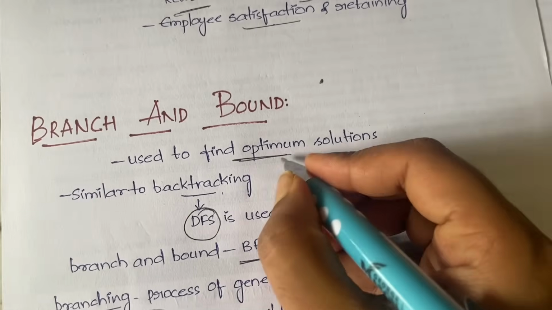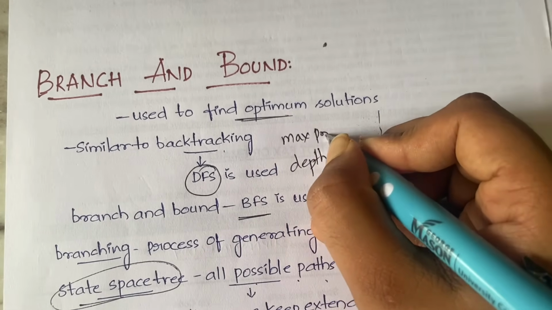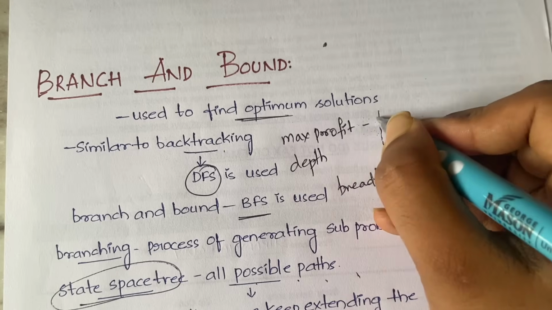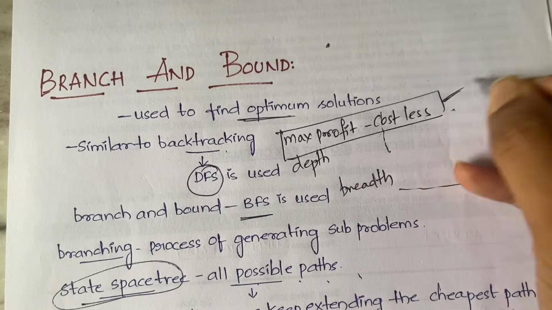Here, optimum solution means what? You have to get maximum profit, but the cost should be less. That is our main aim. We have to work towards it.